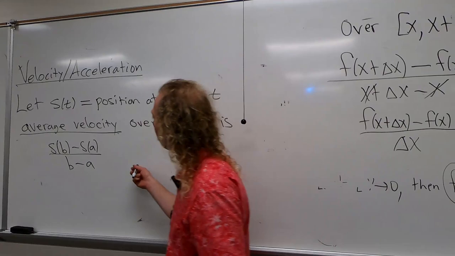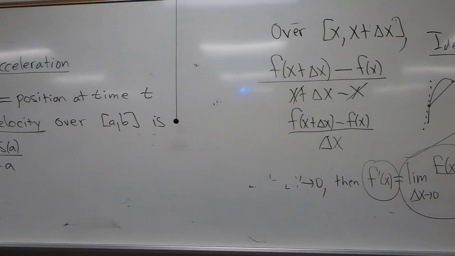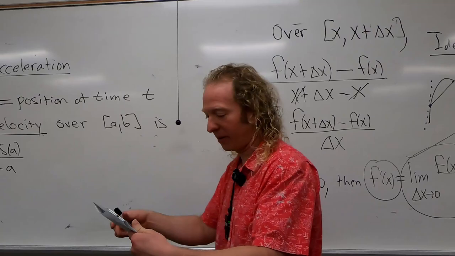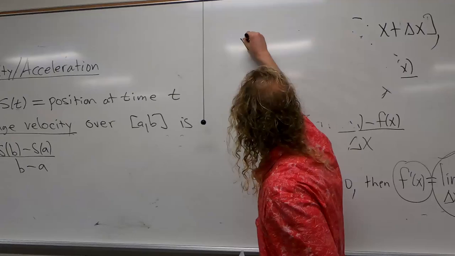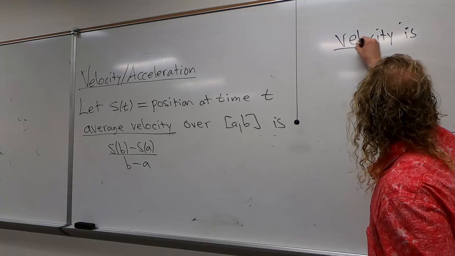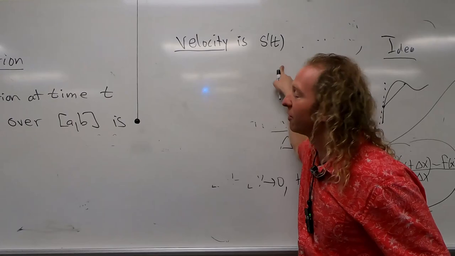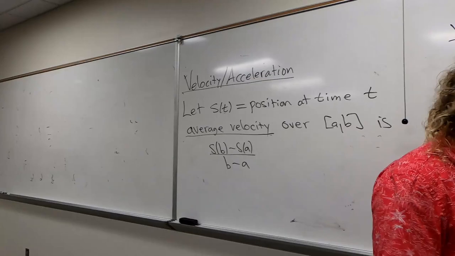If you take the limit of that, you're going to get the instantaneous rate of change. So you'll get the velocity, the instantaneous velocity. Okay? So let's go ahead and write all that down. So the velocity is... velocity is the derivative of position, so the velocity will be s prime of t. That's the velocity function. So if you have position, the first derivative is velocity, right? The first derivative is velocity.